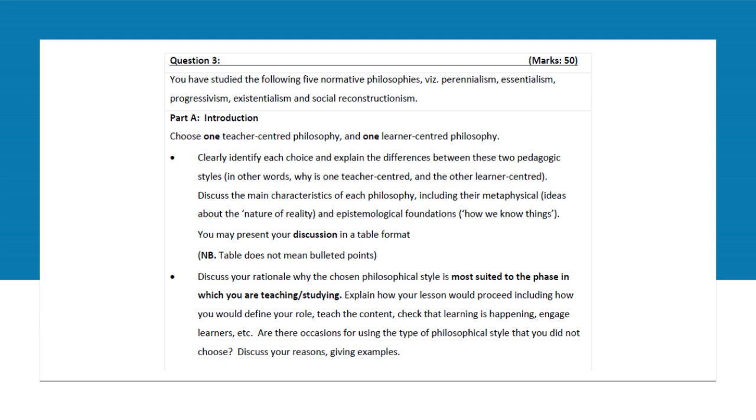Then they go, are there occasions for using this type of philosophical style that you did not choose? Now, none of you can say to me the answer is no, because there's always going to be an occasion to use the others. If you prefer a teacher-centered approach, which most high school teachers tend to do, there is space, no matter how serious your subject. Even if you're doing maths, you can still do a learner-centered approach in which they are doing a discussion or a project or something like that. So they want you to discuss your reasons plus give examples.